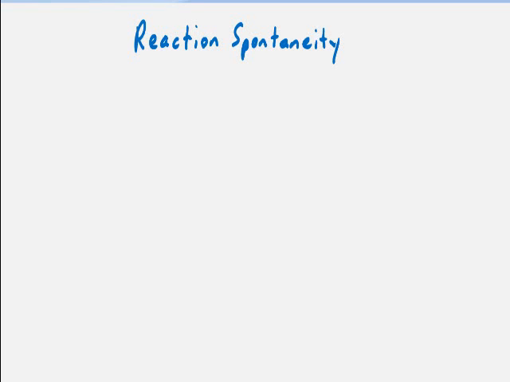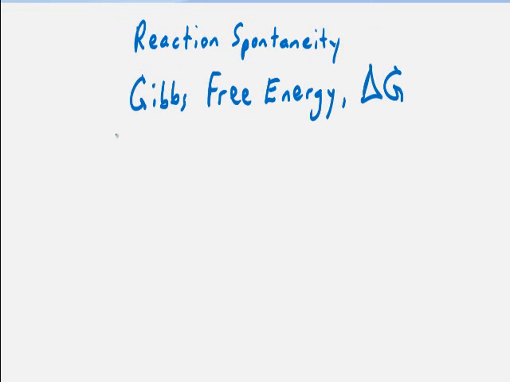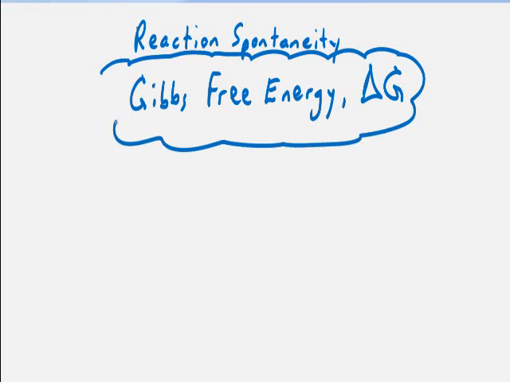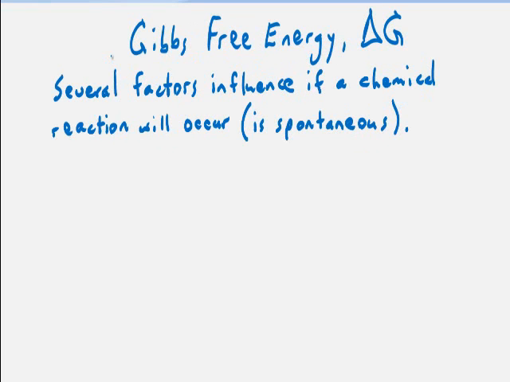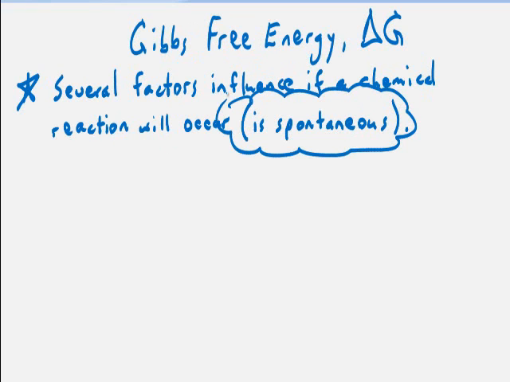This video clip is going to focus on the concept known as reaction spontaneity, or what can we do to predict if a reaction will or will not occur. Reactions can be predicted as to be spontaneous or not using something known as Gibbs free energy, or delta G. In working with Gibbs free energy, several factors influence if a chemical reaction will occur. And if a reaction occurs, we say that that reaction is spontaneous.